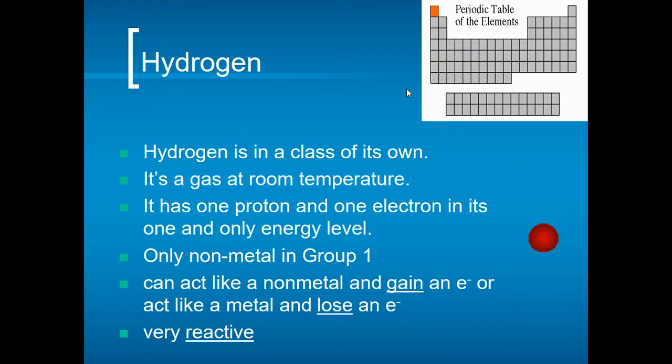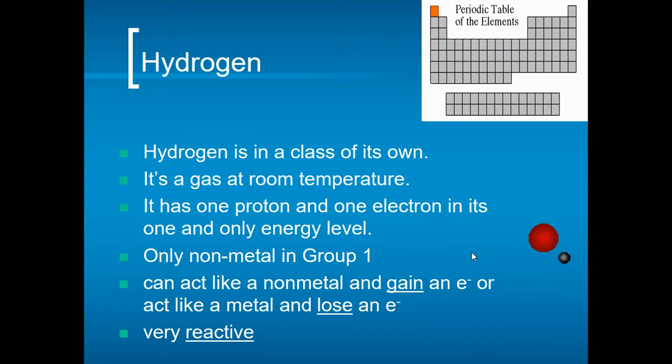So it's a gas at room temperature. It has one proton and one electron in its one and only energy level. Okay, it's on the first energy level and it only has one electron and one proton. It's a non-metal, even though everything else in group 1 is a metal. And because it has one electron and it's in the first energy level, for it to be happy, it only needs 2 electrons. So it can gain an electron.